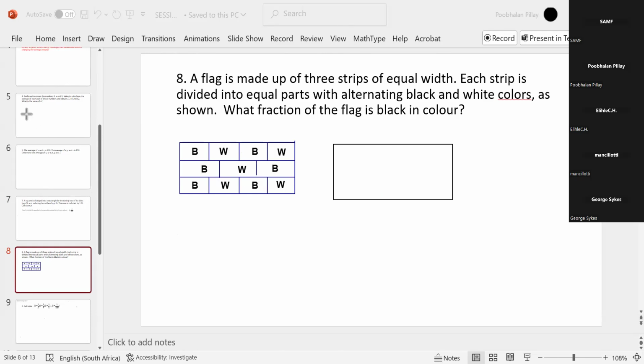Okay, and the answer is 12. I don't think you require too much thought for that. So the answer is 12. So let me say that each of these strips is 12 units long.